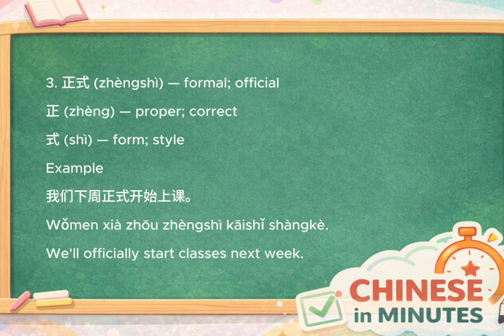Next is 正式, meaning formal or official. The character 正 means proper or correct, so 正式 literally suggests the proper form. It's commonly used for official events, formal occasions, documents, meetings, or announcements. For example, 我们下周正式开始上课 means we'll officially start classes next week. Whenever something becomes official, 正式 is the perfect word to use.